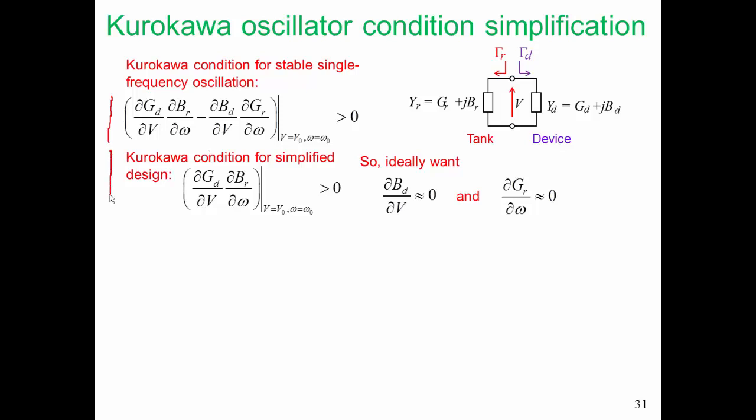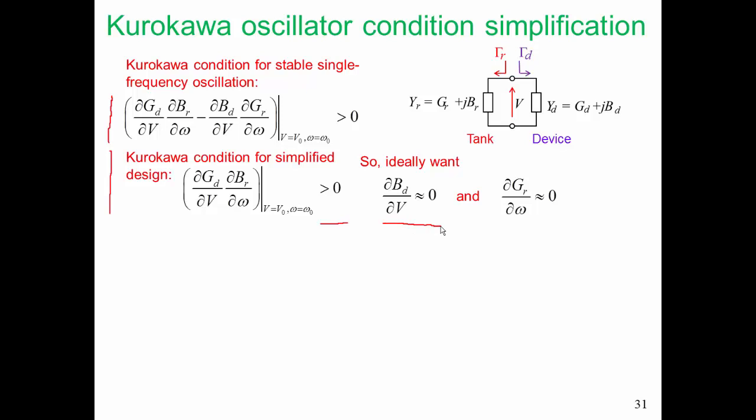So the simplified expression here is simply saying that the derivative of the drain conductance with respect to voltage times the derivative of the resonator susceptance with respect to frequency must be greater than 0. Comparing the simplified expression with the full Kurokawa condition, we need to set the second term in the full condition equal to 0. We're going to be closer to 0 if we achieve these two approximations.